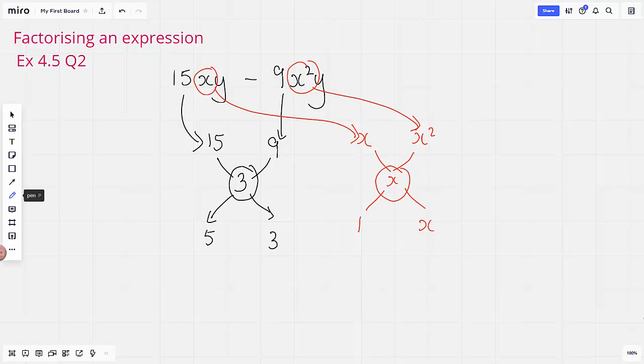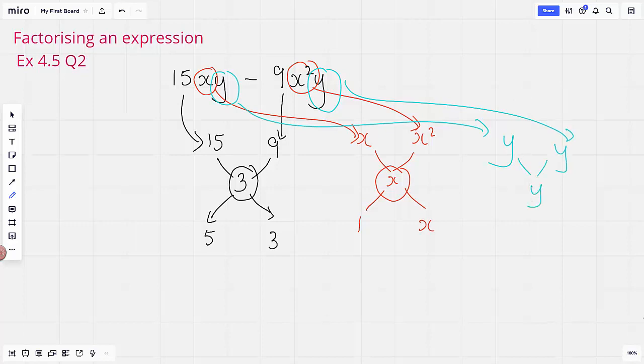Now we'll consider the y terms. We'll just change this to blue. I've got a y there and a y there. So I'm going to pull these over here on their own. Y and y. Is there any common factor for y? Well, I think we'll agree again that y will go into y. Y will go into y once, and y goes into y once. So we end up with that. So our common factor here is the y.